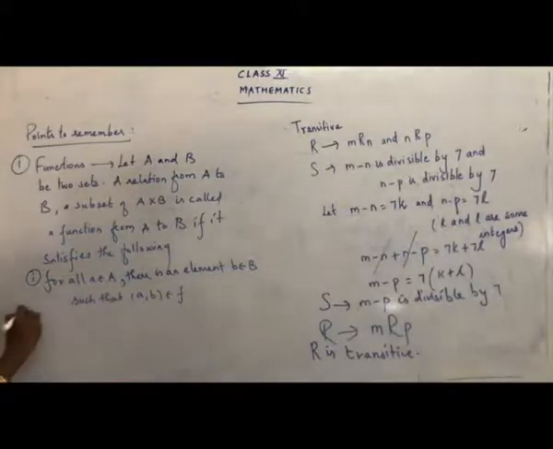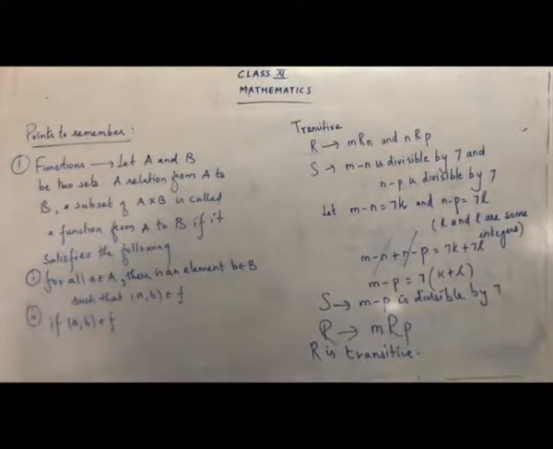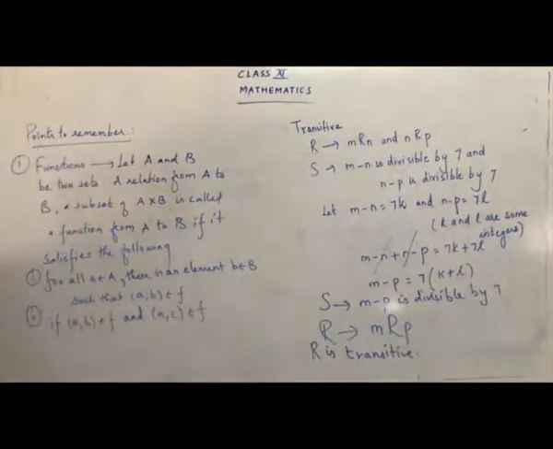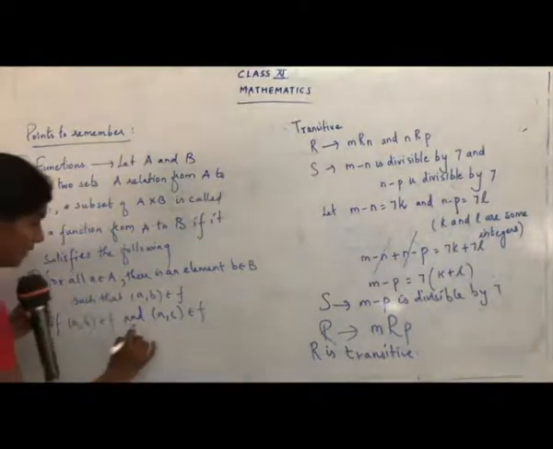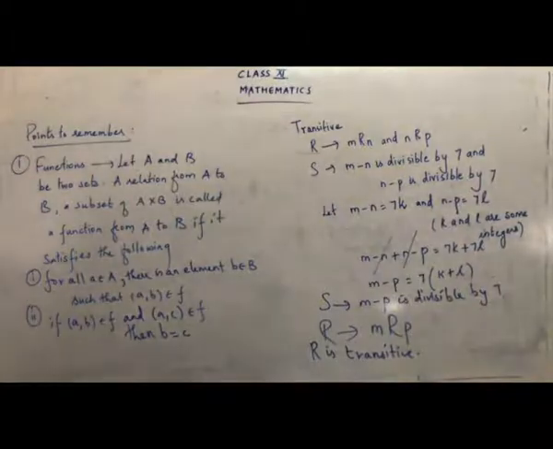If (a, b) belongs to f and (a, c) belongs to f. Suppose you have two pairs: one is (a, b) belonging to f, and also you have the pair (a, c) belonging to f. Then we say b is equal to c. Remember the condition, children. So we have written the definition for function. You have to study the definitions also. You may be asked to write the definition, so you have to be thorough with all the definitions.